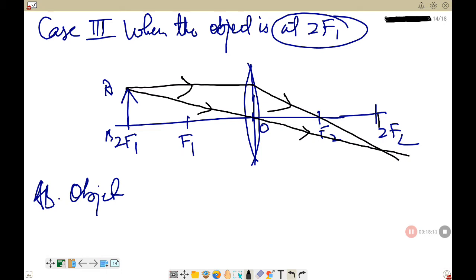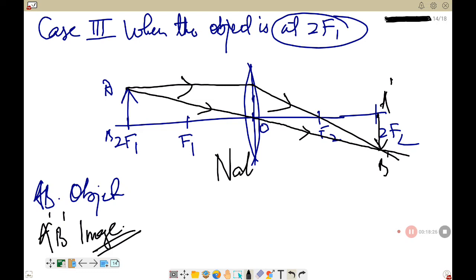Now this is the point of intersection, so my image is formed here. So A dash, B dash. So A dash and B dash is my image. I will locate the image in this way. Now I must write the nature.